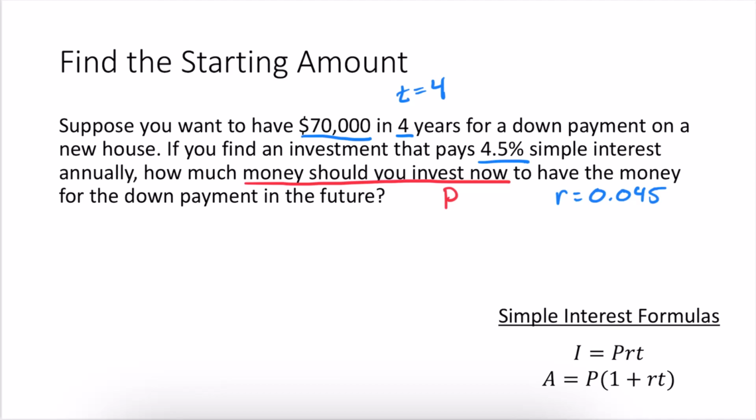And then the 70,000 is the amount we want to have in the future to be able to have a down payment on the house. And so this is going to be the A. And so we'll say A equals 70,000.